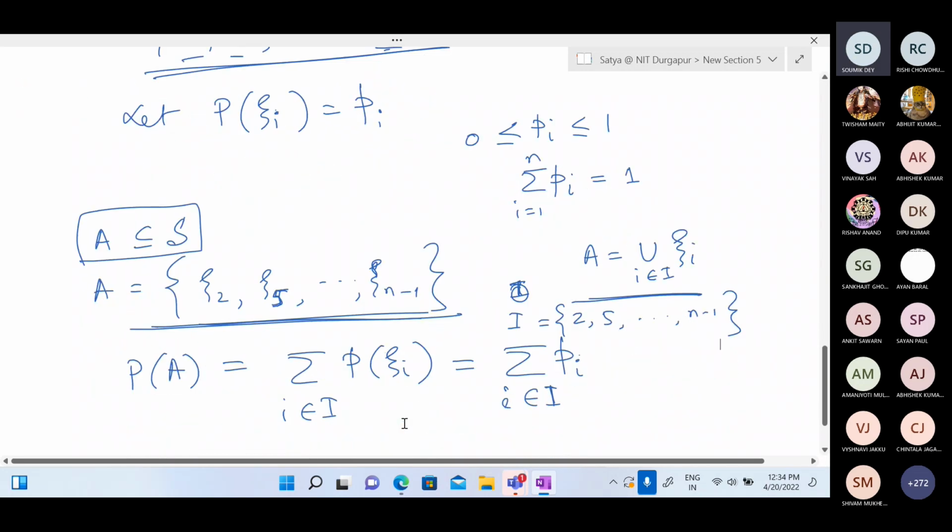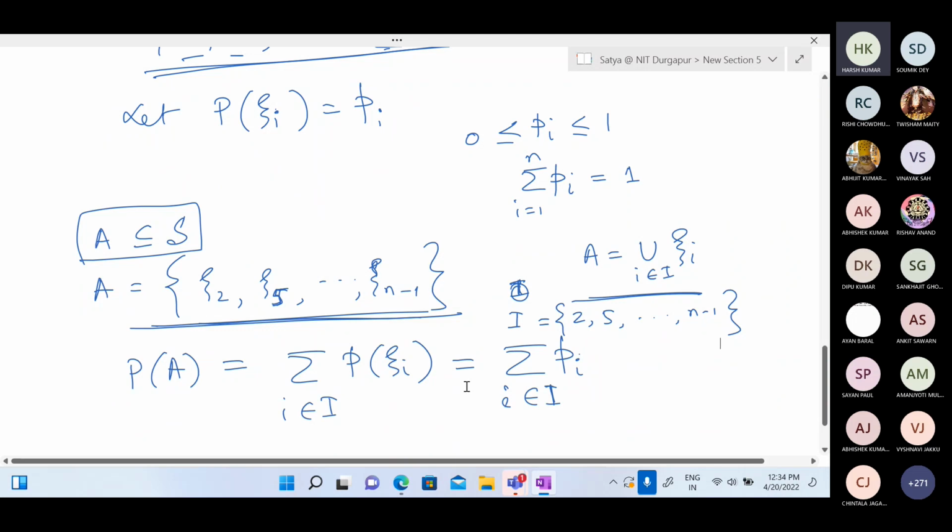Is zeta also an event? Zeta 1, zeta 2, and A is also an event. When we define the probability of A, we need that, exactly correct, but this notation makes writing easier. I is an index subset, so if we know I, then we know A. If you know this I, then you can write directly zeta 2, zeta 5, zeta n minus 1.